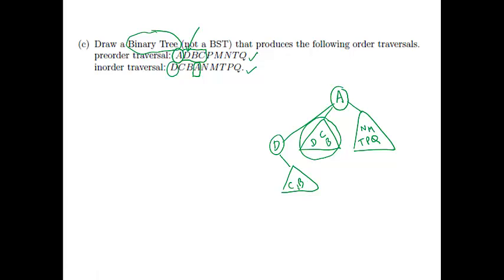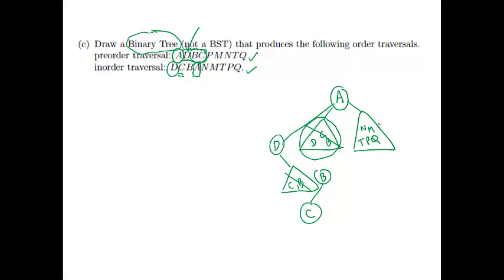Okay, so now let's think about how the CB splits. If you look at the CB split, you notice that B is the root of that tree. So I'm going to claim that B is going to be the root. And C, because C is to the left of B in the in-order, must be the left child of B. All right, so we have this root. Now we have A, D, B, C. Let's do the same argument on the other side.